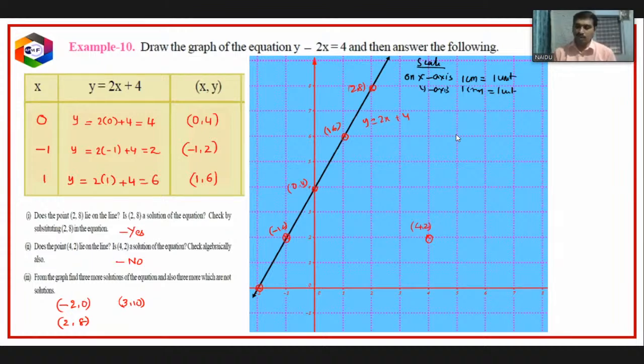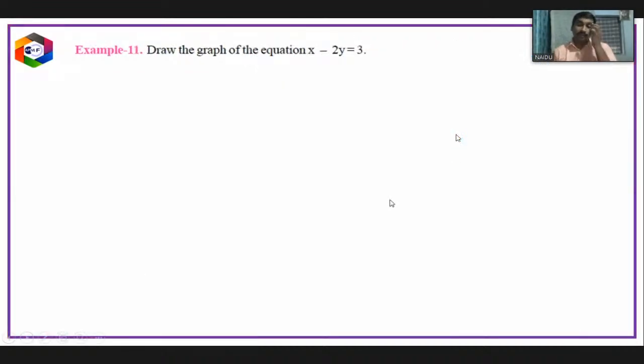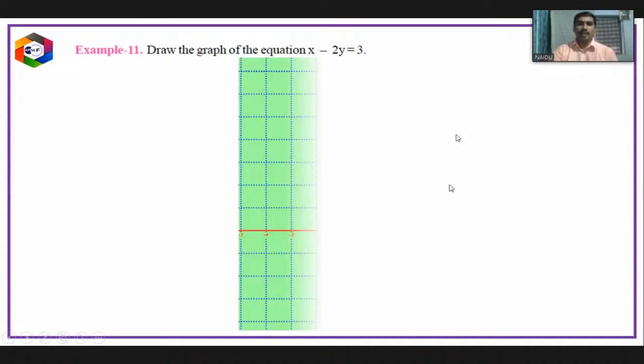And one more question I will explain, children, so we will move to the next one. Example 11. Draw the graph of the equation x minus 2y is equal to 3. This time the y coefficient is negative. But even then, I have again taken the graph sheet and a table like the previous one.